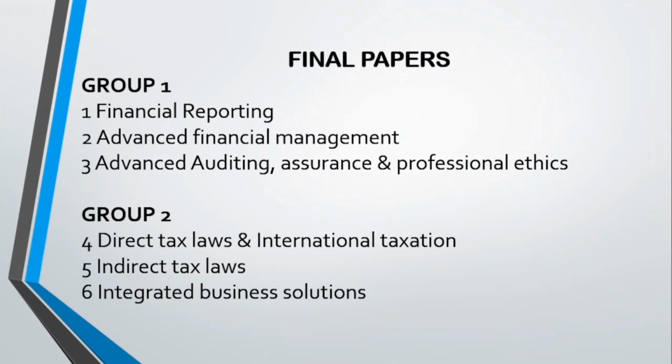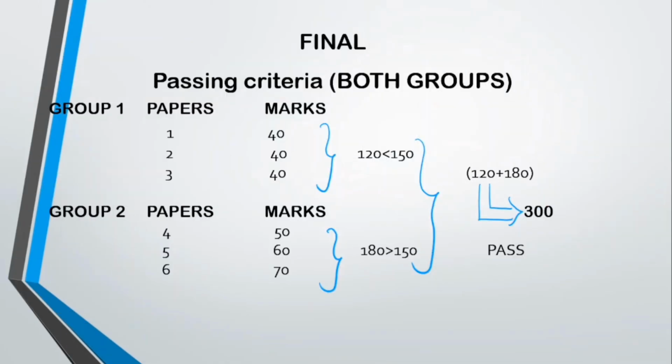Paper group 1: paper 1 includes financial reporting, paper 2 advanced financial management, paper 3 advanced auditing and professional ethics. Group 2 includes paper 4 direct tax laws and international taxation, paper 5 indirect tax laws, paper 6 integrated business solutions.